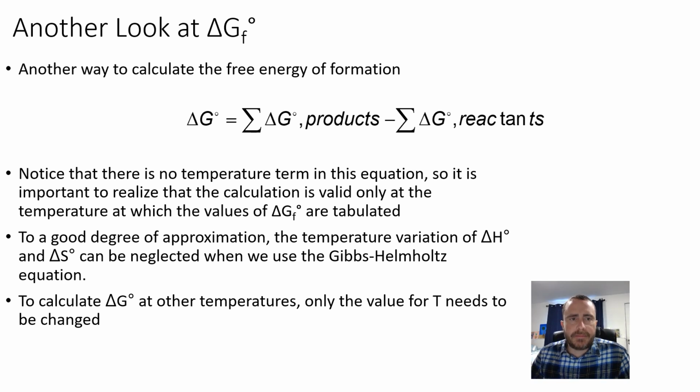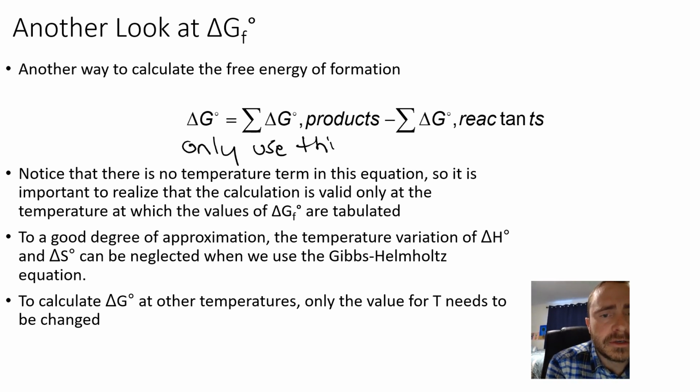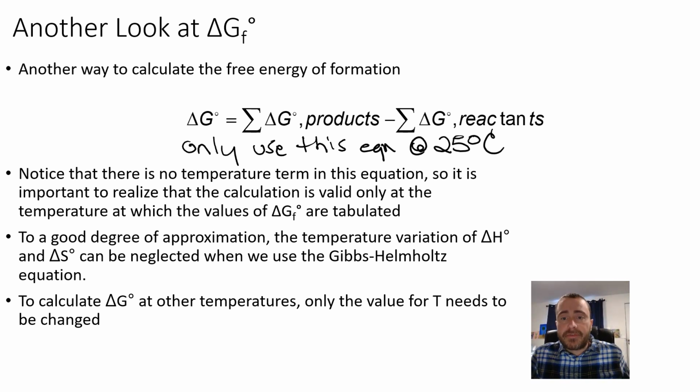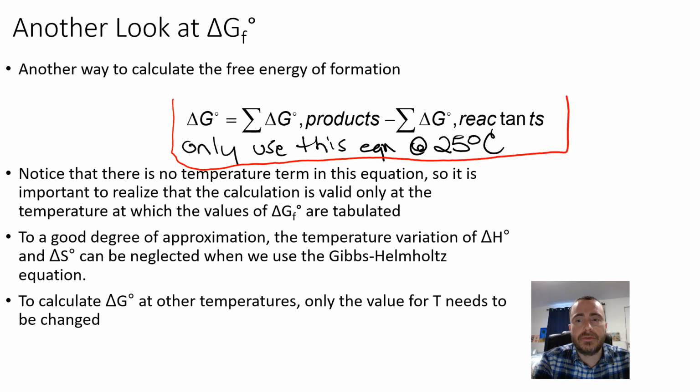As we've hinted at before, another way that we can calculate our standard Gibbs free energy is by doing products minus reactants, just like we do for enthalpies and entropies. But big note, we can only use this equation at 25 degrees Celsius. At every other temperature, you have to calculate your enthalpy and your entropy, and then use your Gibbs-Helmholtz equation. So only at 25 degrees Celsius can I use this.